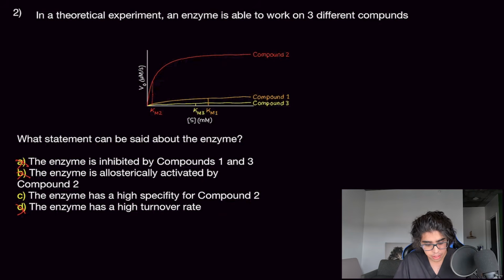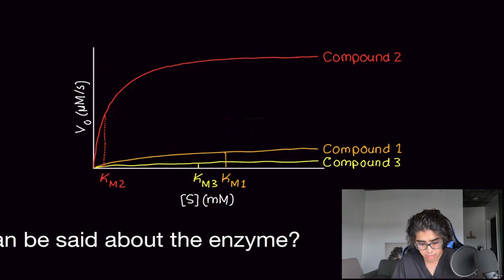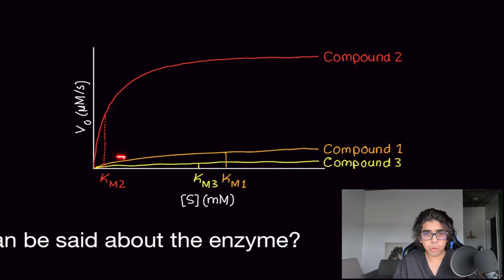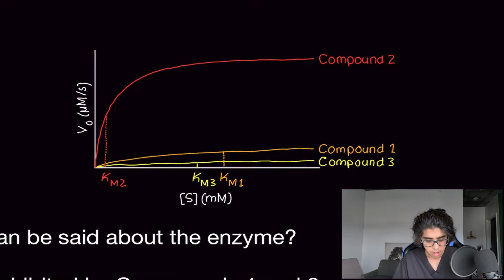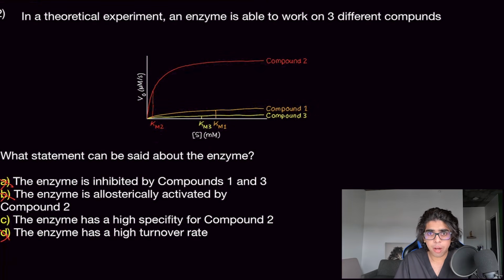The enzyme has a high specificity for compound 2. This is true because you can look at the Km values here. The Km value for compound 2 is significantly lower than the Km values for compound 3 and compound 1, respectively. So the enzyme has a high specificity for compound 2.